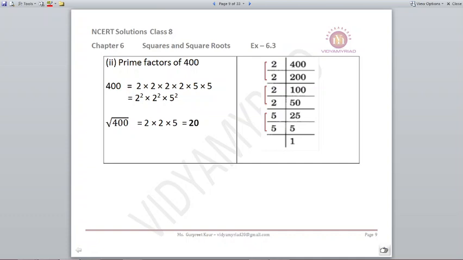Next, prime factors of 400. So look at the table. You will see that we have a pair of 2 two times and we have one pair of 5. So we will pick up one from each. So it becomes 2 into 2 into 5, which is 20.